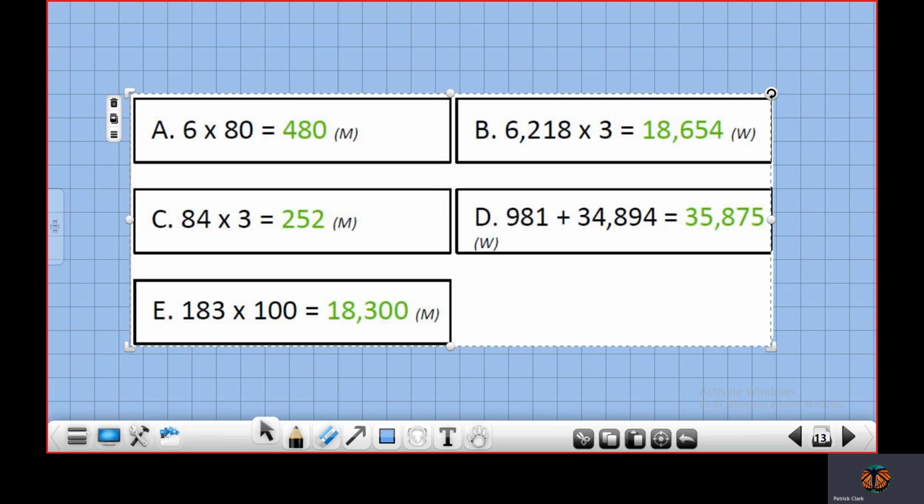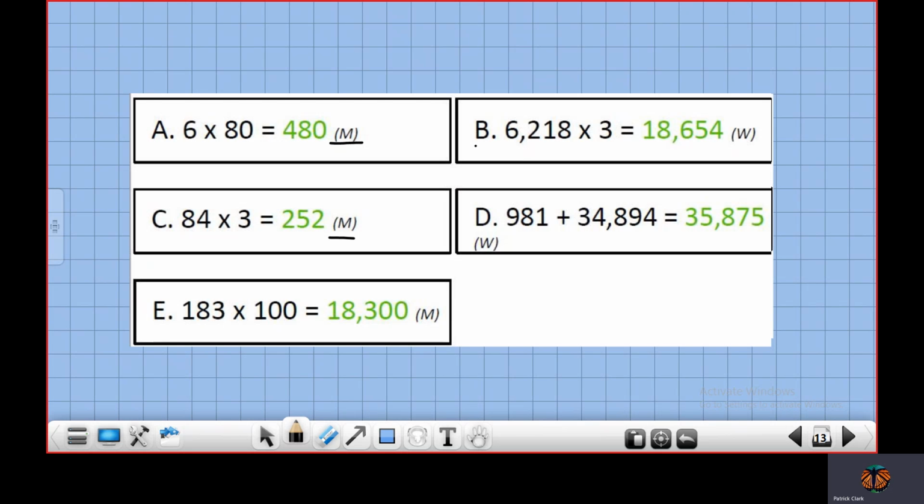Right then, if you're ready, let's move on and look at the answers. So here they are. 60 times 80 is the same as 6 times 8 times 10, isn't it? So it's 4,800. This is the kind of question we are doing mentally now, which is really good, I hope. Then we've got a written one, which is 6,218 times 3, which equals 18,654. Then we have 84 times 3, and they're saying mental here. If you can do 80 times 3, you can do 4 times 3 and add them together. The challenge there is keeping all those numbers in your head.